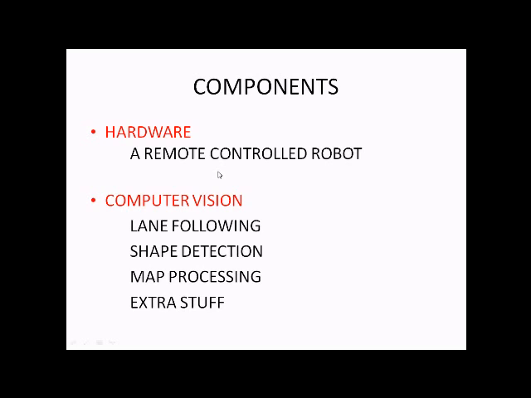Then of course there'll be the computer vision aspect of it, which will be done by a webcam through your laptop or any other processing device. For this particular event, we'll need computer vision for lane following to be able to follow those lanes or the corridors. We'll need to be able to detect shapes. We'll also have to process the map that was given. And we'll also discuss a couple of extra things which will help you tackle harder aspects of the event. So this is the brief overview of the event, and now we're going to go into individual modules.